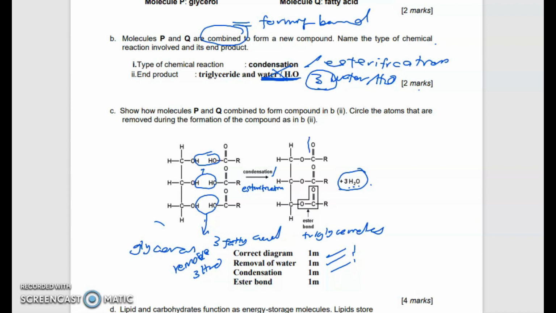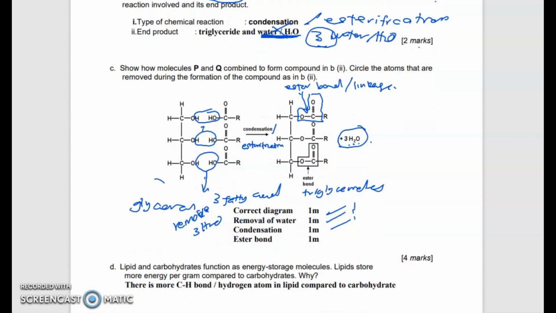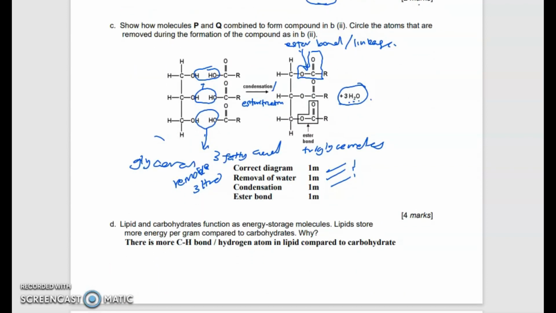Saya dah ajar cara macam mana nak label. Okay, mestilah separuh-separuh macam ni, and then kamu kena pointkan di sini dan katakan ini adalah, labelkan dia sebagai ester bond or ester linkage. Okay, so you will get total 4 marks. Alright, this is the last question and hot question.